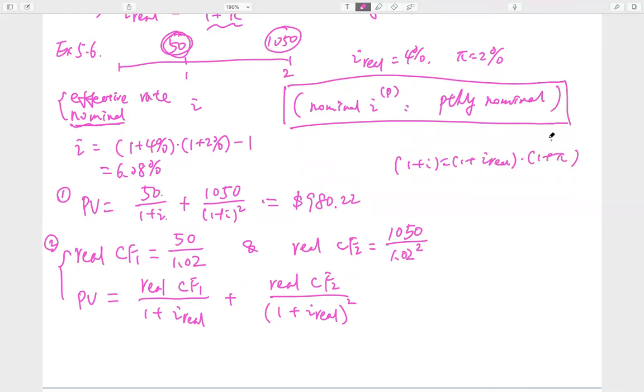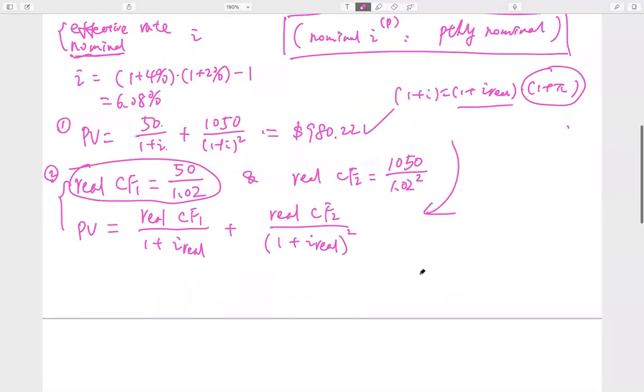Of course, you can do the division first, right? And then divide by the accumulation factor under the real interest rate. So it's the same thing. It depends on how you want to solve this question. So this is enough. There's no need to go through the second one, although sometimes they may want you to understand the definition of real cash flow. So basically, that is the definition of real cash flow.